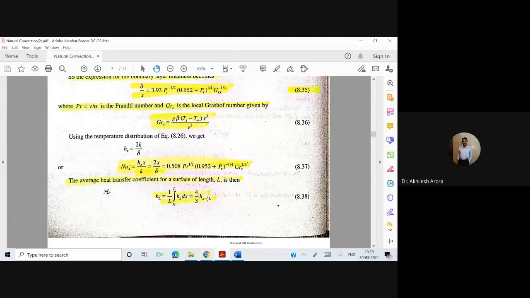Here you can see the average Nusselt number for the complete length of the plate is equal to 4 by 3 times the local Nusselt number at x equal to L. So this is important: the value of the average Nusselt number for the whole plate will be equal to 1.33 times the local Nusselt number at x equal to L. Okay, so this you need to remember.